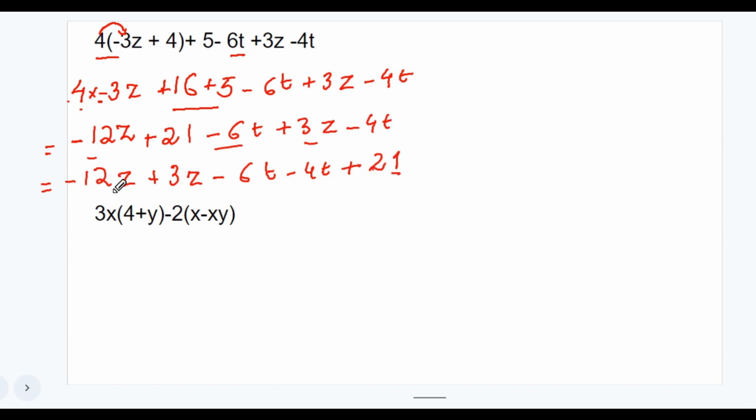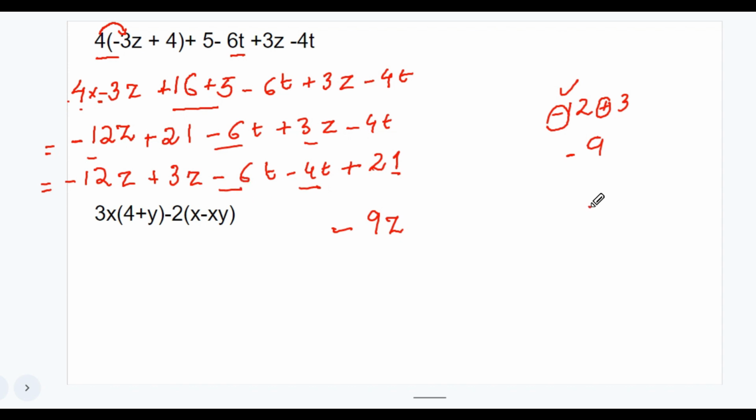Okay, now minus 12z plus 3z will give you what? Minus 12 plus 3. Again, the signs are different. What you need to do, take away. So 12 minus 3 will give you 9, but the sign of the big number is minus. So it will give you minus 9z, and here we have minus 60 minus 40.